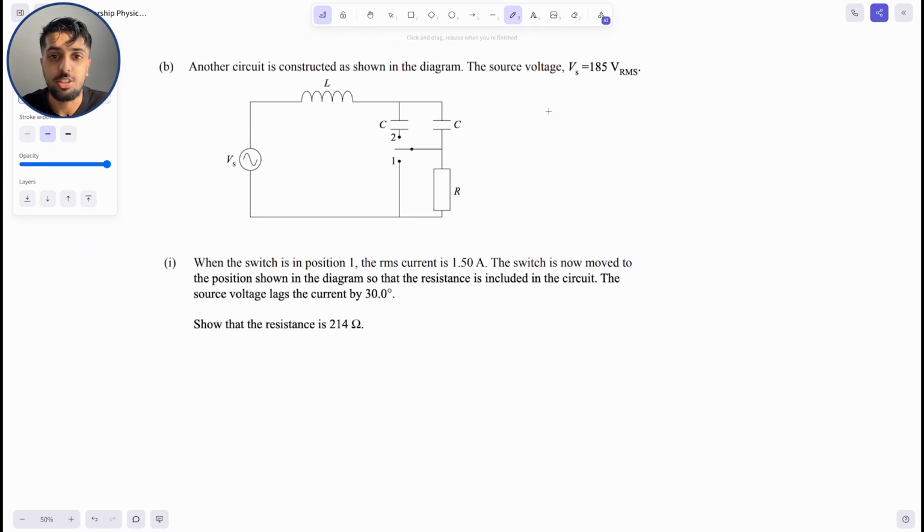Another circuit is constructed as shown in the diagram. The source RMS voltage is 185 volts. When the switch is in position 1, the RMS current is 1.5 amps. The switch is now moved to the position shown in the diagram so that the resistance is included in the circuit. The source voltage lags the current by 30 degrees. Show that the resistance is 214 ohms.